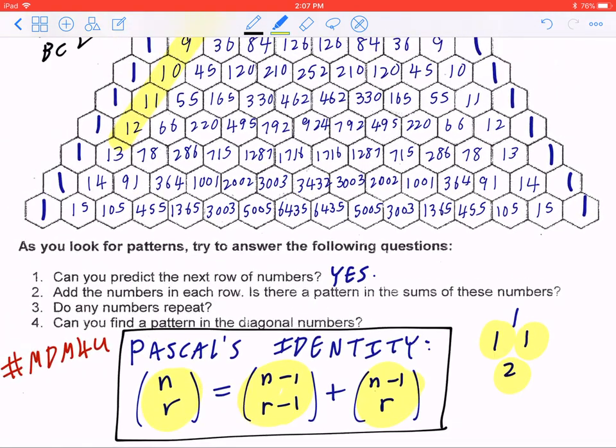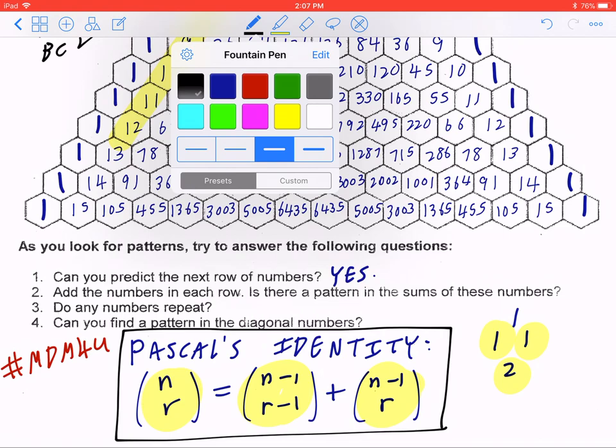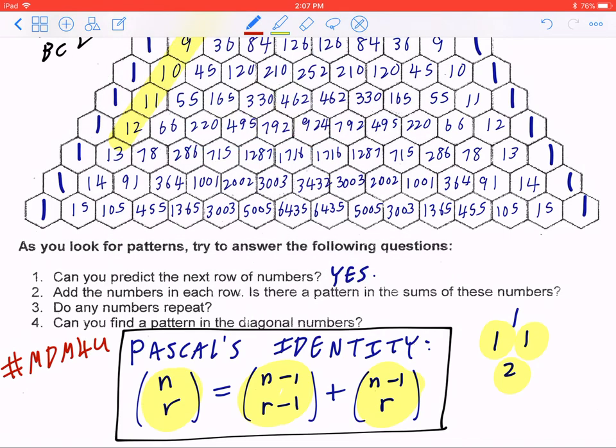So let's go back and finish the rest of this list by reactivating all the skills that we've mentioned from the first part. Can you predict the next row of numbers? The answer is yes, and we can use this formula or this equation. Number 2, add the numbers in each row. Is there a pattern in the sums of these numbers? And the answer, again, is yes.